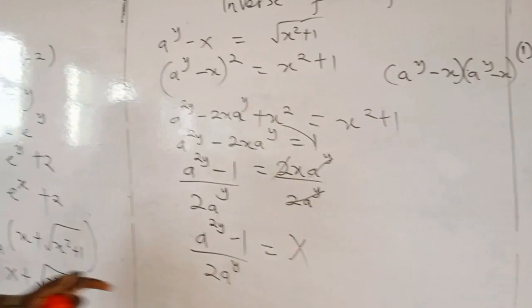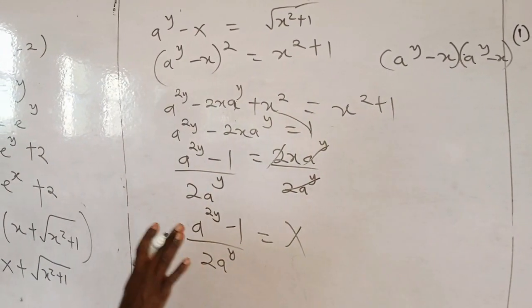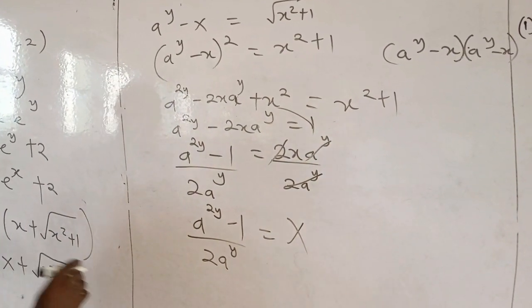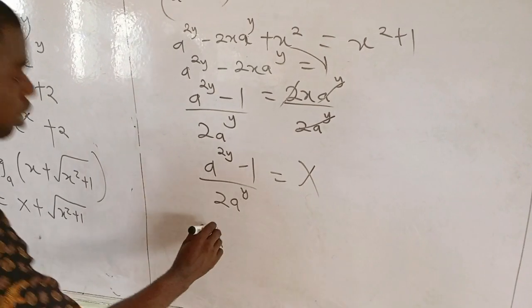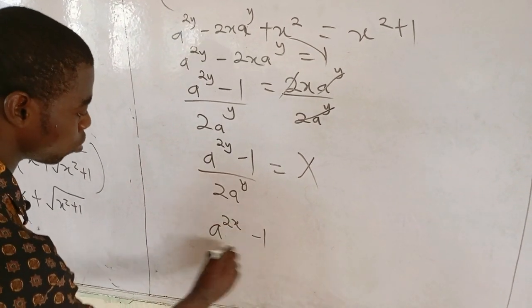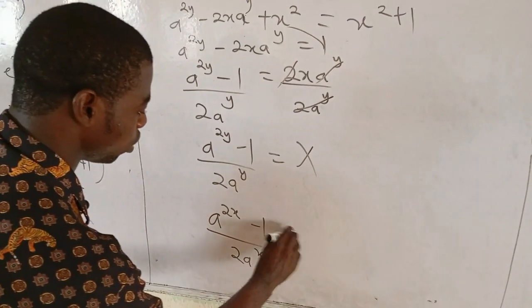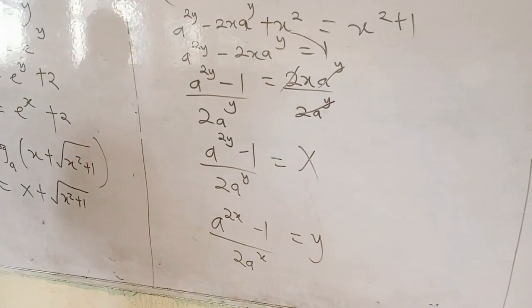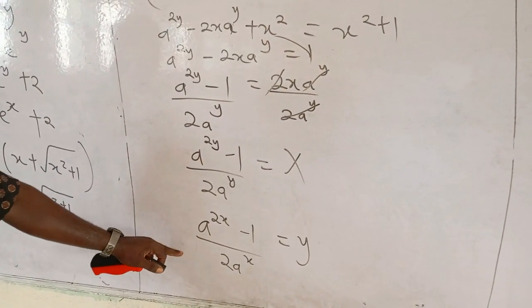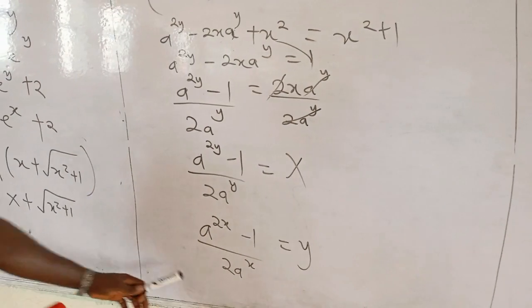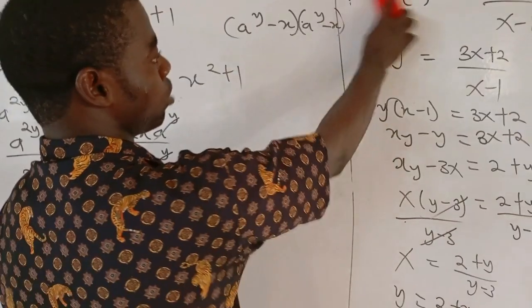Now that we've been able to make x equal to the formula, we just interchange the variables, right? Everywhere you see x, put y, and everywhere you see y, you put x. So this becomes a raised to the power of 2x minus 1 all over 2 a raised to the power of x equal to y, right? We could actually simplify this. Let's do that over here.